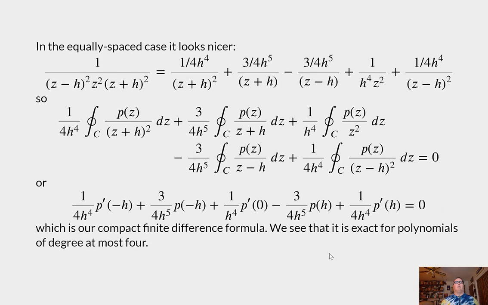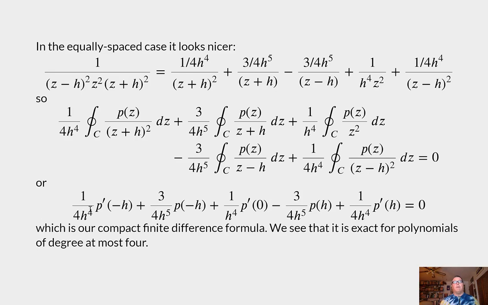Okay, in the equally spaced case it looks nicer. If you set that up so that your previous node is minus h, this is 0, that's plus h, then it turns out that one of the coefficients goes to 0. But once you've got that, you integrate p of z over this thing on the left, and you wind up with the integral of p of z over (z plus h) squared, plus integral of p of z over z plus h, plus integral of p of z over z squared, plus integral of p of z over z minus h, plus integral of p of z over (z minus h) squared.